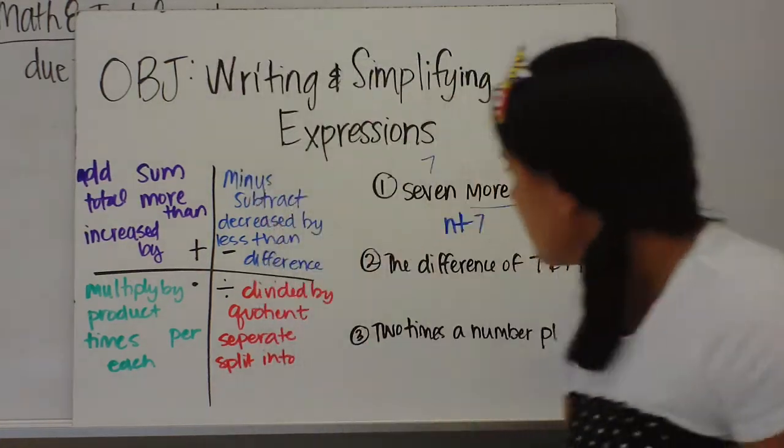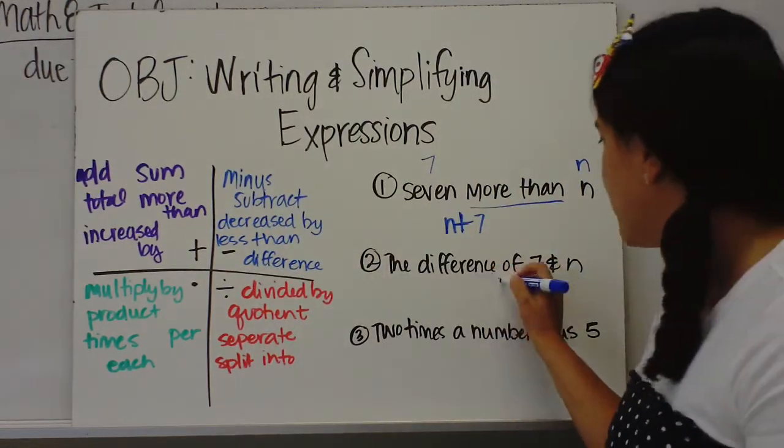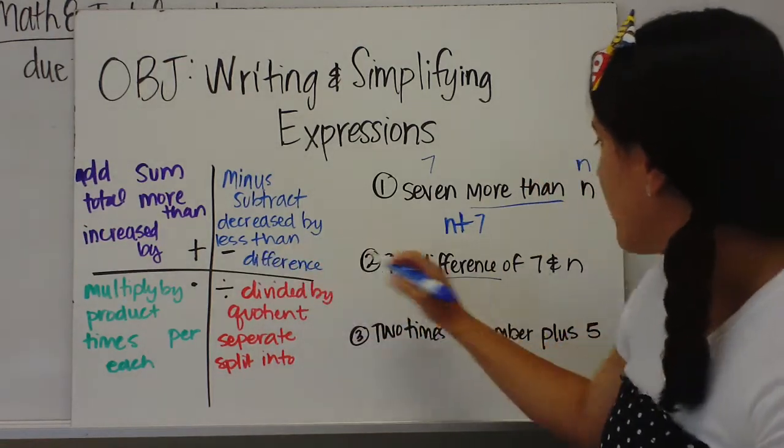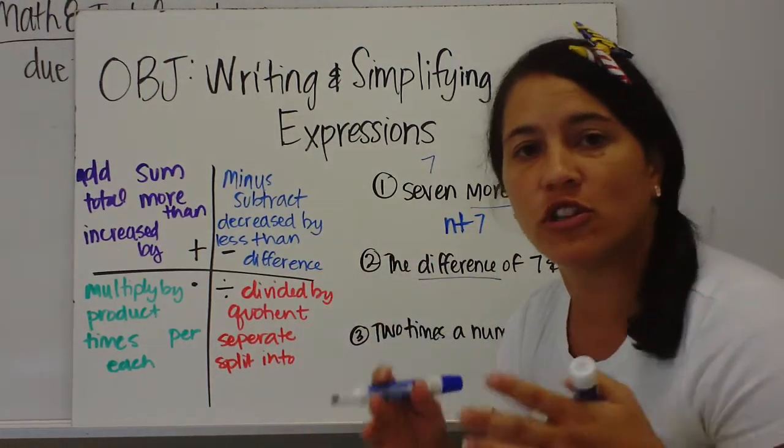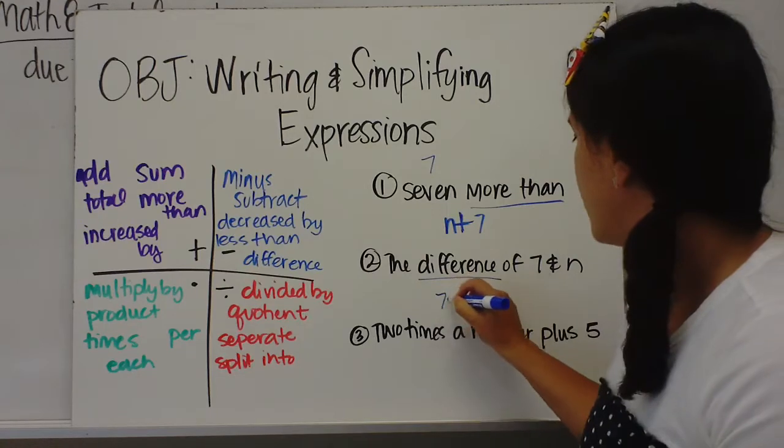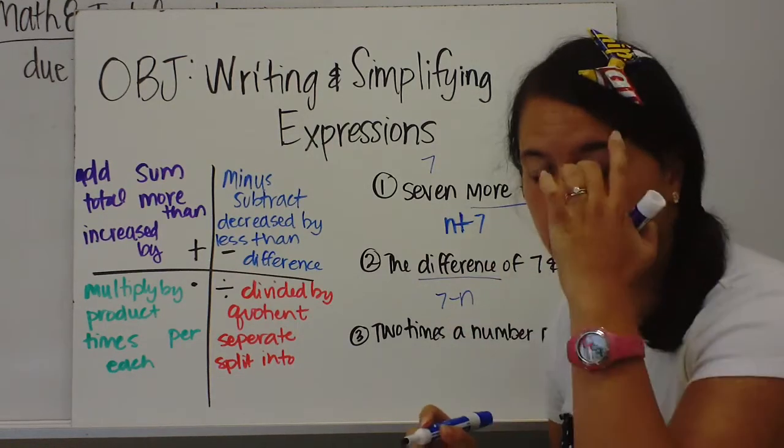Number 2. The difference of 7 and n. Difference, I know, is over here in subtraction. And when you have the word difference, you're going to use it just in that order. So 7 minus n, the difference.